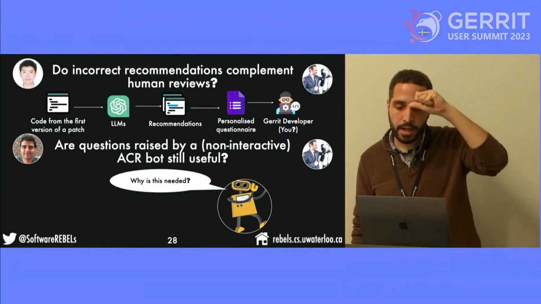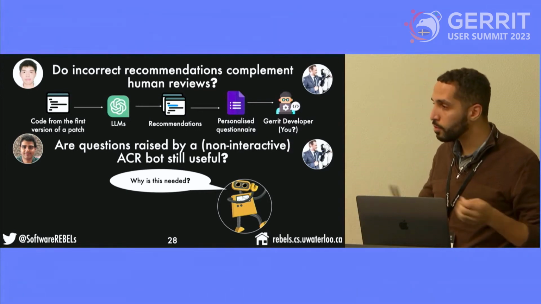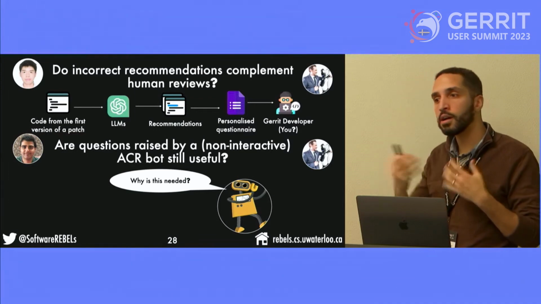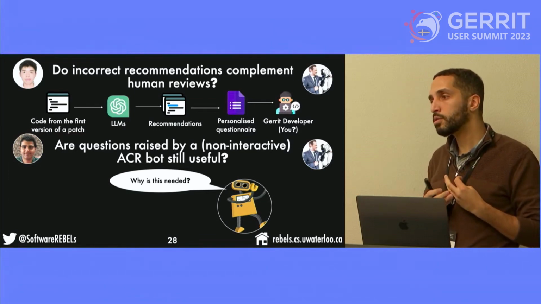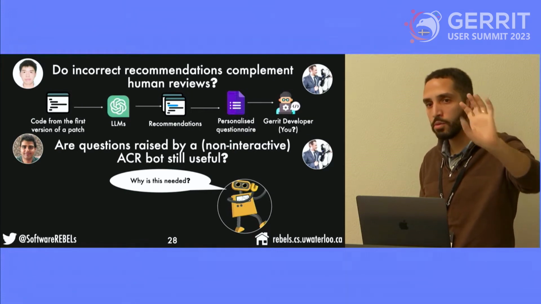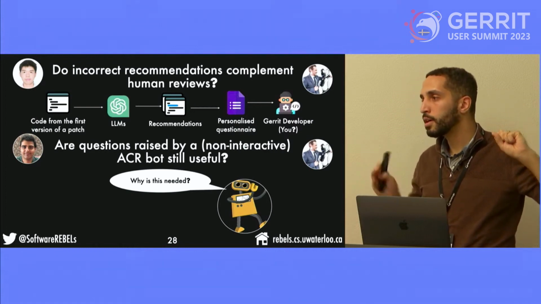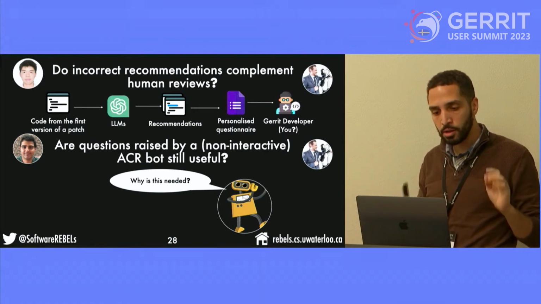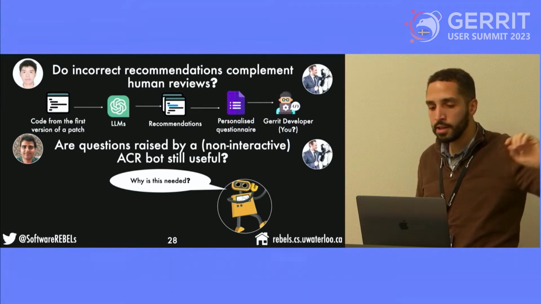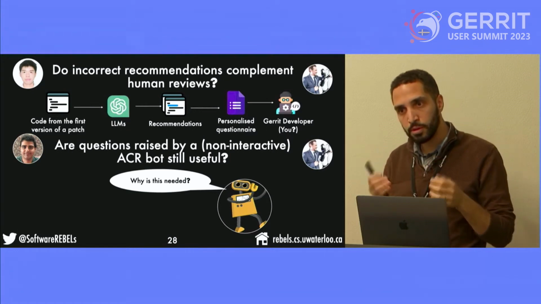One is how often the incorrect recommendations are complementing what human reviews do. Today, when we assess an automatic code review, we just try and see, does it do exactly what the humans did? We say whatever happened in the real review is the perfect ground truth, and if the automatic code review tool can produce the same comments that humans did, then it's great. If not, it sucks. And I think that's kind of a narrow perspective.